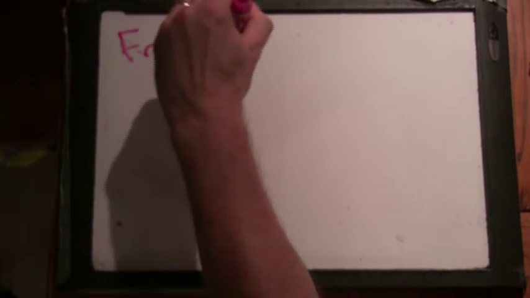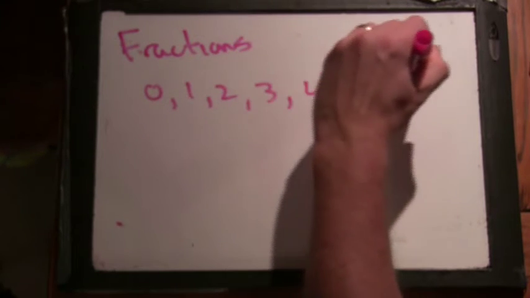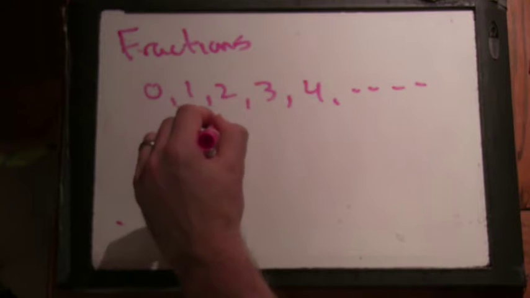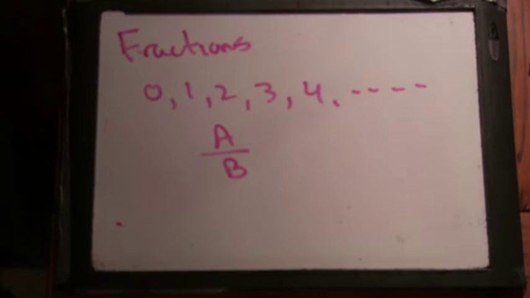These are fractions. 0, 1, 2, 3, 4. And then we're going to try to match to everything that's a over b, where a and b are positive integers. So all the positive rational numbers. Yeah, that's right, positive rational numbers.